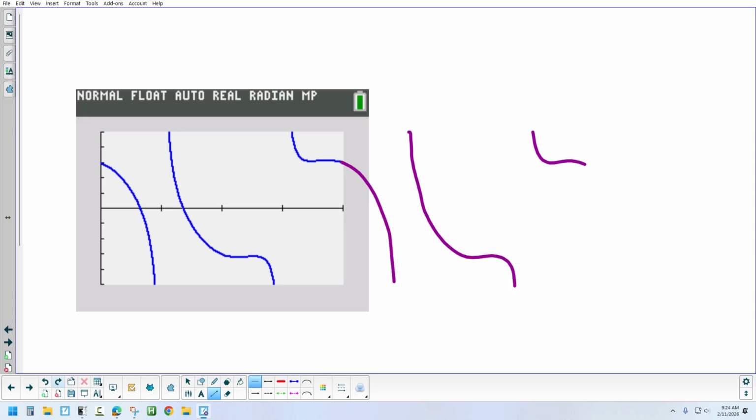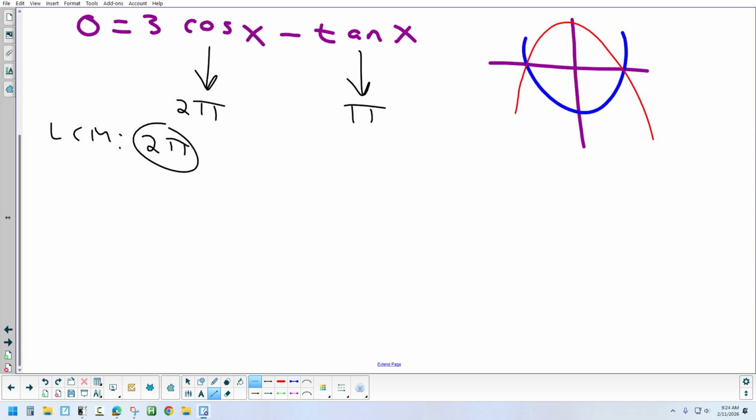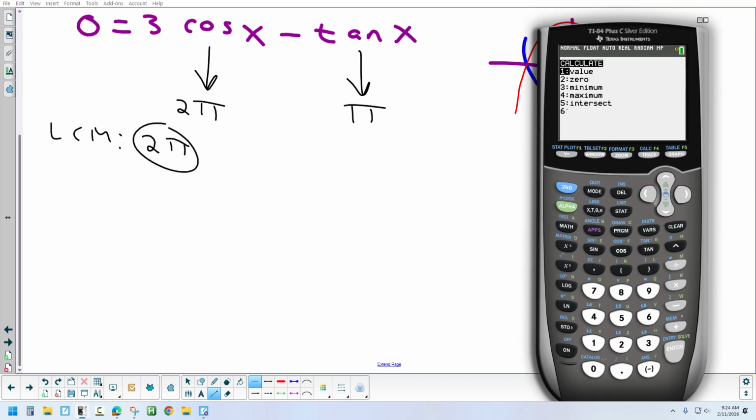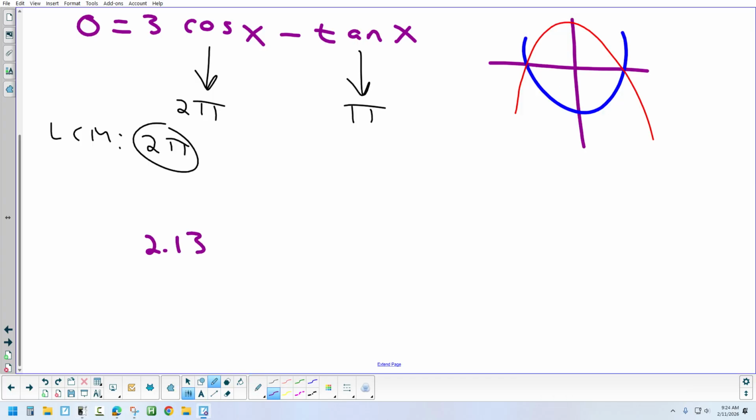Yep, 2. So we're just going to find each crossing. Second calc. This time there is no doubt that it goes right through the axis. I don't have to do second calc minimum. I can see clearly it goes right through it. So we've got 2.13. And let's get the other one. 1.29. And don't forget to put the plus 2 pi in.